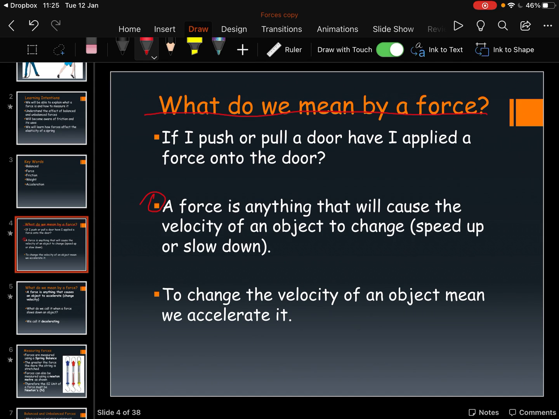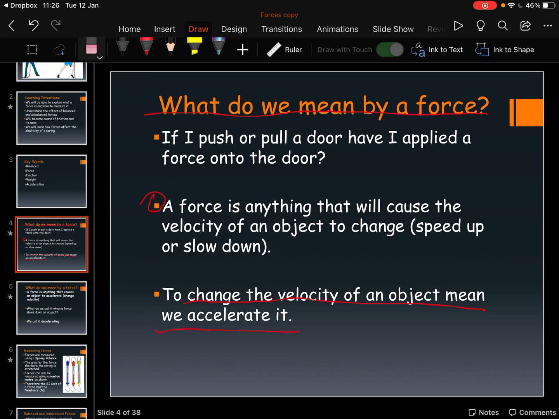That's a force, okay? So if you kick a ball, you apply a force to the ball. It causes the object, i.e. the ball, to speed up. And if you're on goals and you catch the ball, okay, you've applied a force to the ball because you slowed down the ball, you stopped it, okay? And again, of course, here, what we mean by to change the velocity of an object, we mean to accelerate it, all right? So you can also say a force is anything that causes an object to accelerate, okay? So there's two different ways to say that definition there.